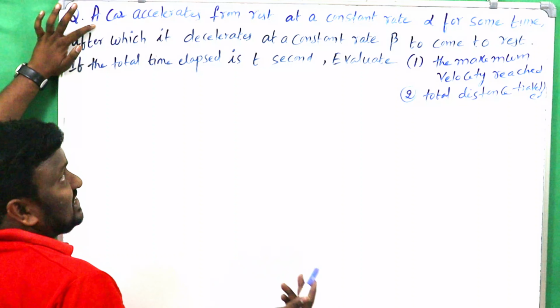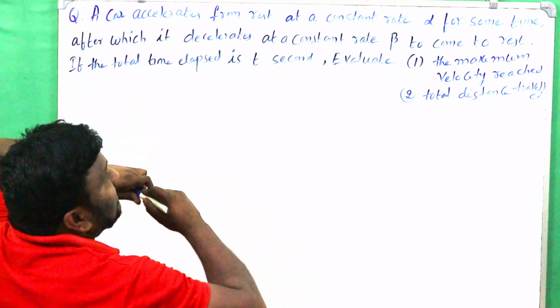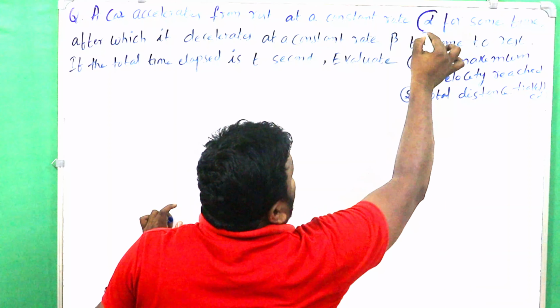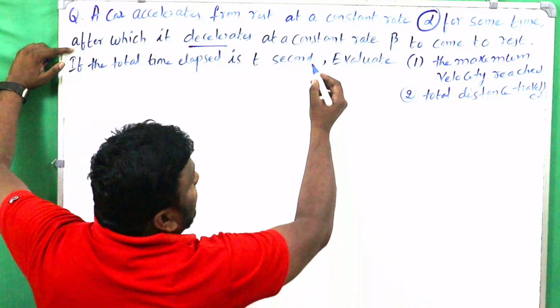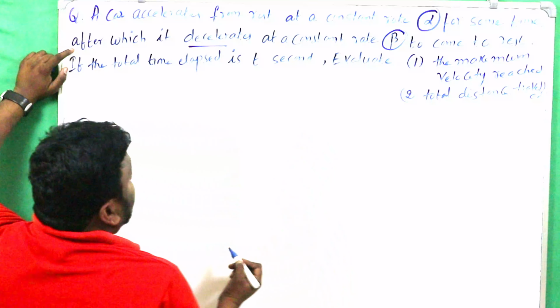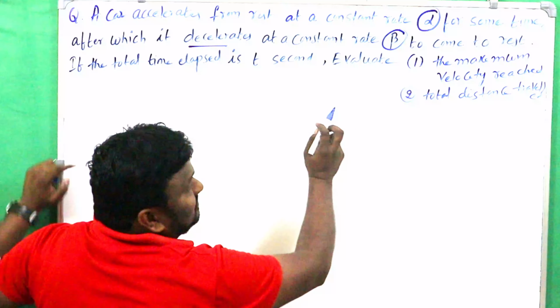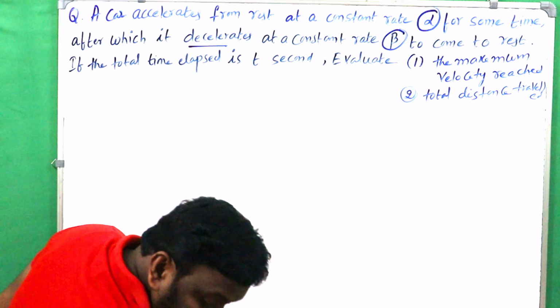A car accelerates from rest. The car is started from rest and accelerated at a constant rate alpha, after which it decelerates, the velocity decreases at a constant rate beta to come to rest. If the total time elapsed is t seconds, evaluate the maximum velocity reached and the total distance traveled.